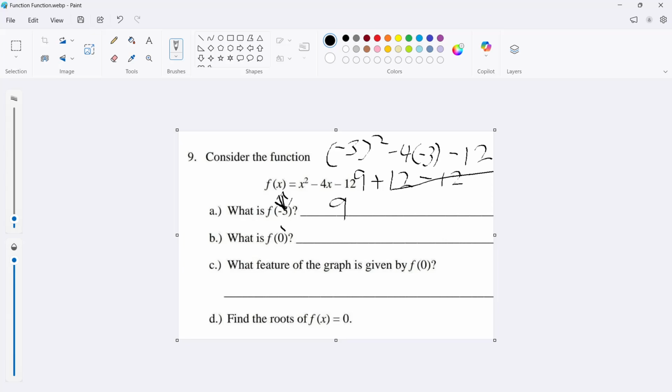Now, what is f of 0? See how 0 is where the x goes. So I plug in 0. 0 squared is 0. Minus 4 times 0 is 0. Minus 12. 0 minus 12 is minus 12.